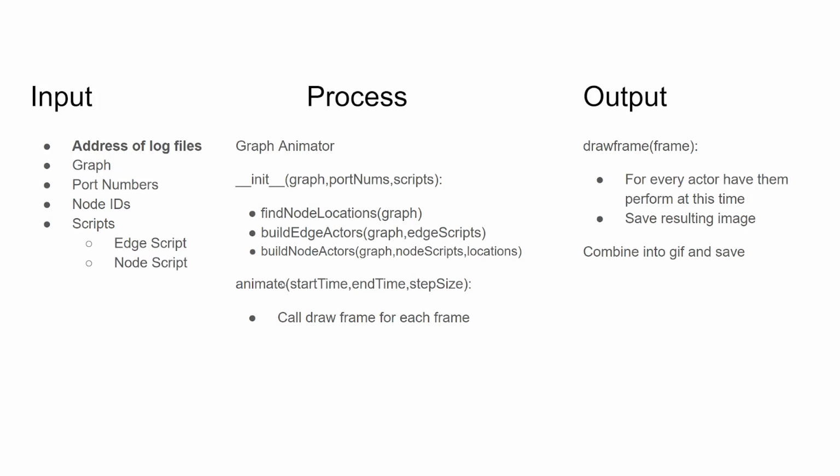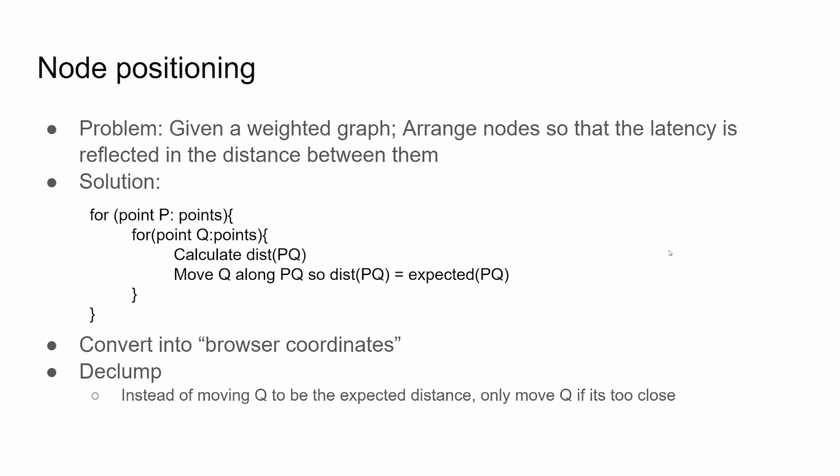And then we go ahead and animate. The animation takes a start time, an end time, and a step size. That just says, call draw frame for every single frame that we want, and at the end we'll combine them together to make the final thing. For every single time step, we call draw frame, which takes the frame and asks every single actor to perform at that time. So every single edge, what do you look like at 10? Every single node, what do you look like at 10? It combines that together and saves the resulting image. Then you combine all of those into a GIF, and you can save. That's your final output.